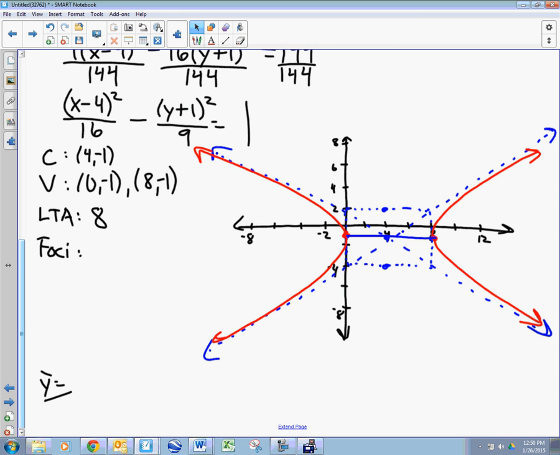The foci, in order to find the foci, what do I have to solve for? C. A squared plus B squared is C squared. 9 plus 16, 25. So therefore C is 5. Do I move 5 units horizontally or vertically? Horizontally from the center. Everything is from the center. Somebody tell me the location of my foci. -1, -1 is correct. 9, -1 is correct.